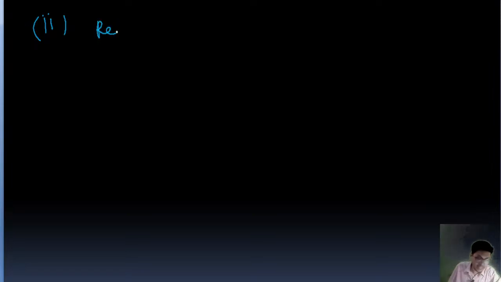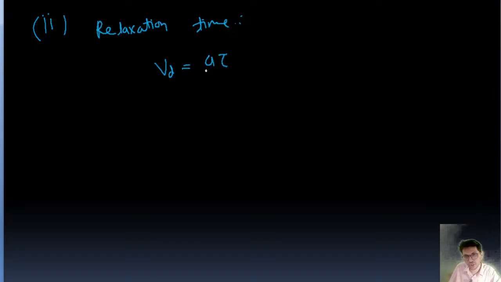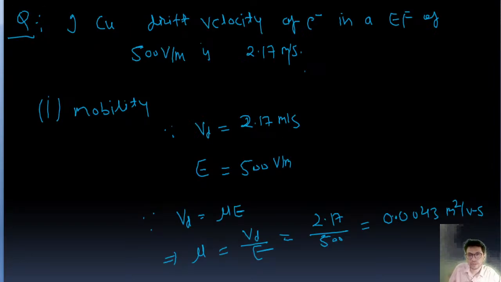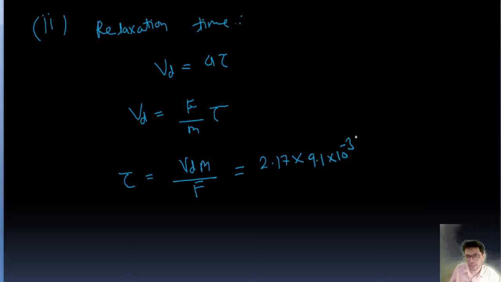The next part is we have to find the relaxation time. We know the drift velocity is equal to a tau, where tau is the relaxation time and a is the acceleration. So Vd is going to be F upon m, where m is the mass of the electron, into tau. So tau is going to be Vd m upon F. The drift velocity is already given, 2.17, and the mass of the electron is 9.1 into 10 to the power minus 31.